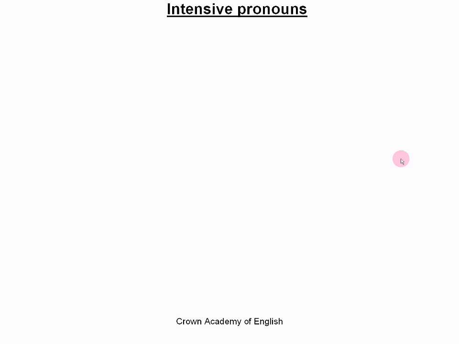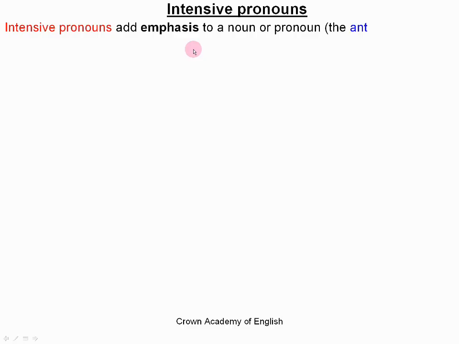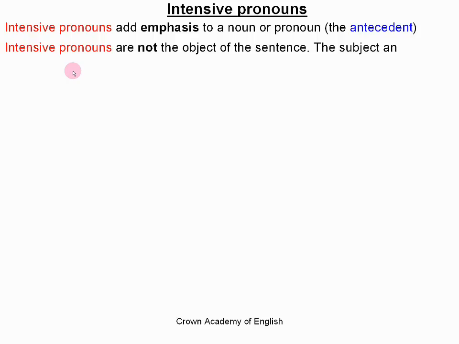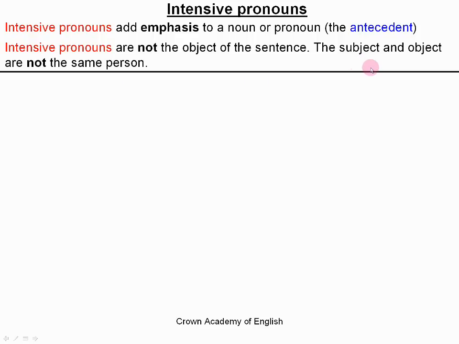Now, intensive pronouns. Remember, it is the same 8 words, but we use them very differently, and the meaning is very different. So intensive pronouns simply add emphasis to a noun or pronoun. The noun or pronoun that they add emphasis to is called the antecedent. Intensive pronouns are not the object of the sentence, and unlike reflexive pronouns, the subject and object are not the same person. So we are not reflecting back to the subject. Okay? We do not have the concept of a reflexive verb.